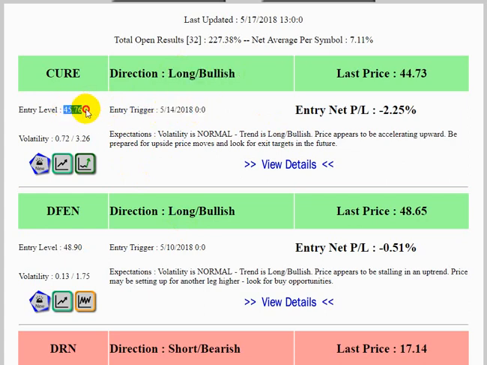The price level is 45.76, and the last price was 44.73 up here. You can tell it's a new trigger. You can tell it's bullish trending, and this is basically telling us that we're getting a breakout or potential breakout to the upside.